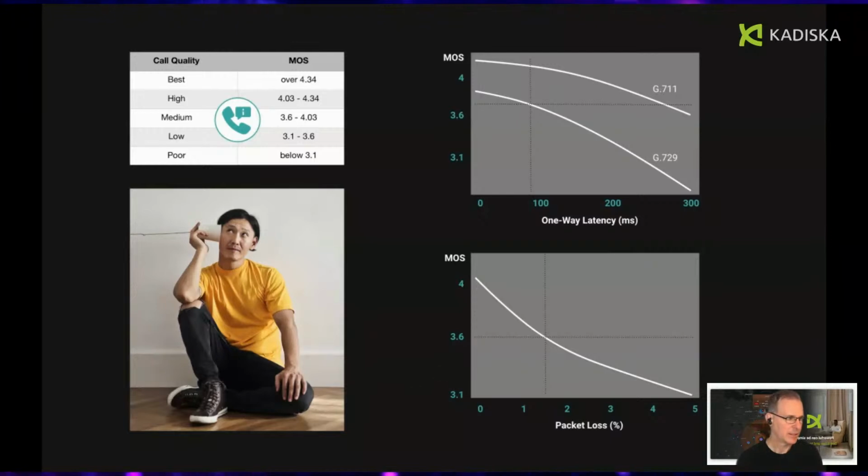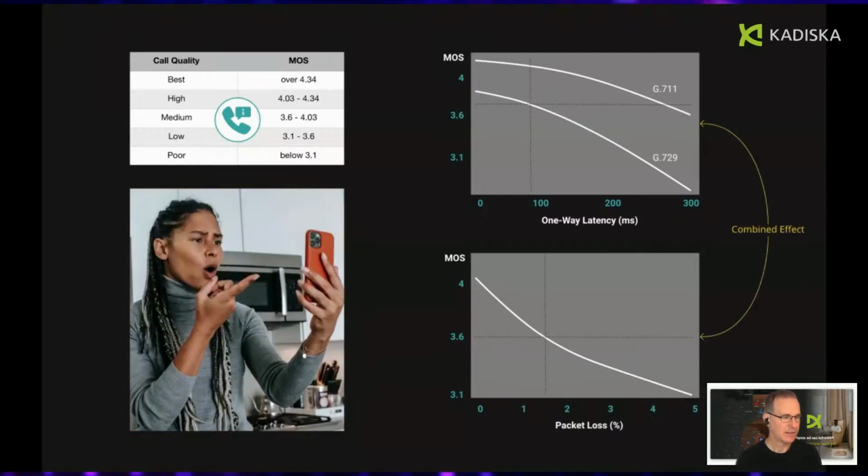So that's really the basics of the MOS score. And what's interesting about packet loss and latency is that these things actually happen at the same time. So if you have a little bit of latency and a little bit of packet loss, you could get a perfect storm together, and your call and MOS score are going to drop accordingly. So we want to take a look at those two as well.